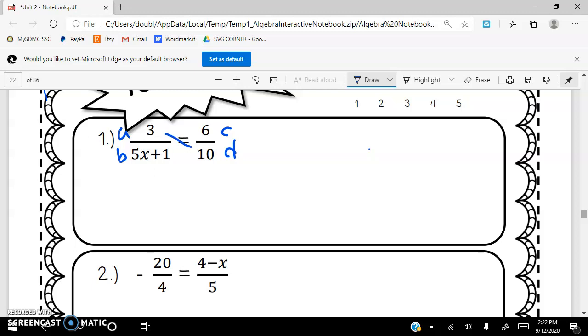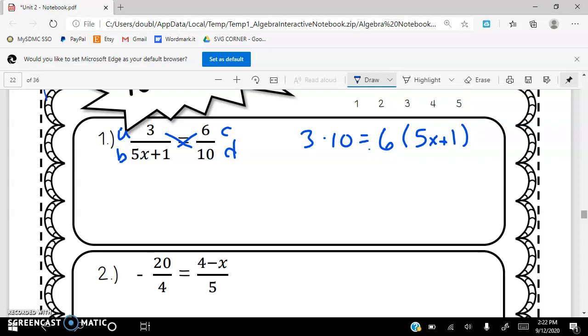So A times D. So we have 3 times 10 equals B times C. So we have 6 times (5X plus 1). And it doesn't matter what order you put it in. I just like putting my single constant, which is 6, in front of my term. That way I know to distribute. Sometimes you get confused when you put that 6 behind the parentheses.